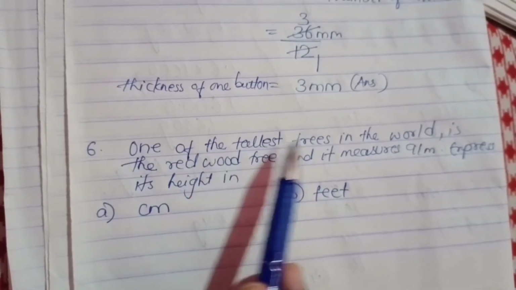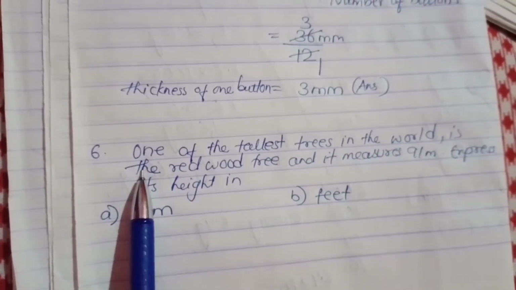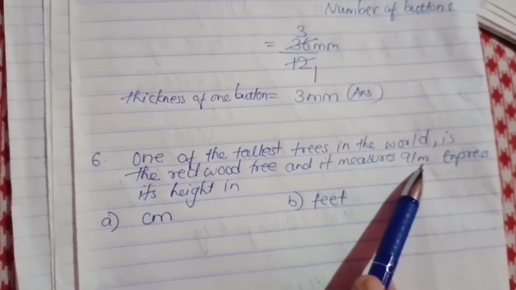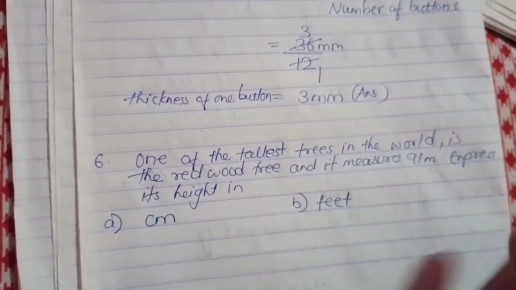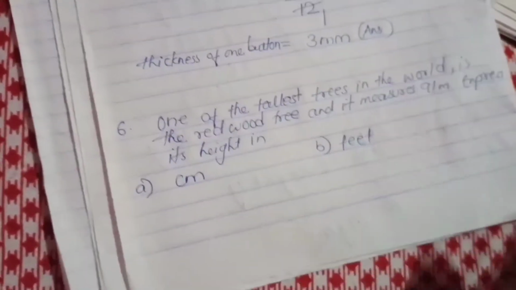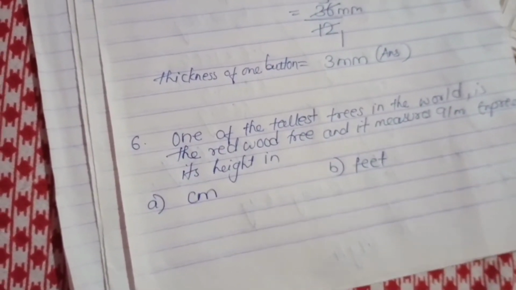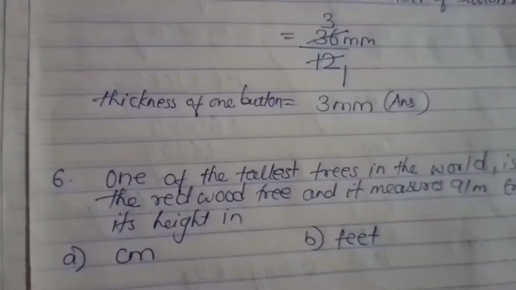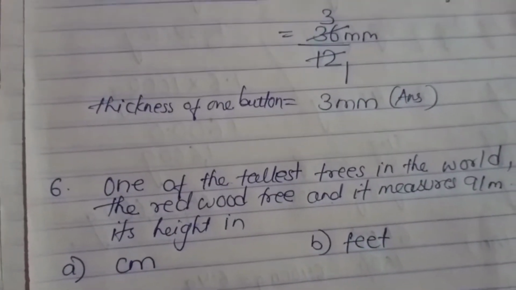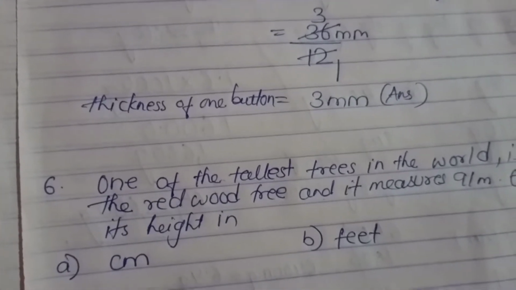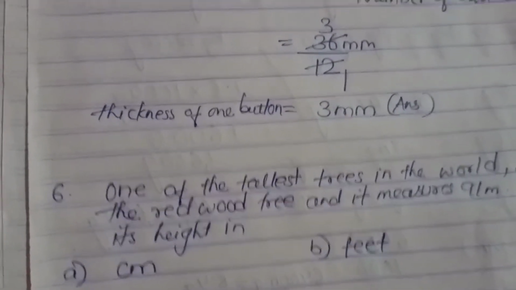One of the tallest trees in the world is the redwood tree, and it measures 91 meters. Express its height in centimeters and in feet. So one of the tallest trees in the world is the redwood tree, and what is the height of it? 91 meters. So we have to convert this 91 meters to centimeters.